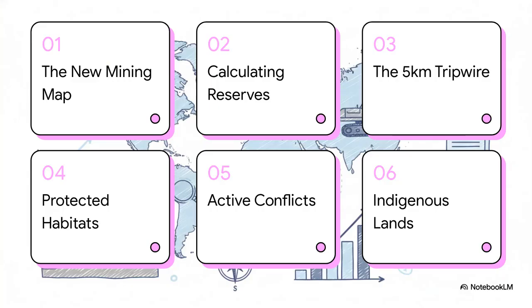Okay, let's dive into this. Here is our roadmap for today's Explainer. First, the new mining map. Then, calculating the reserves. Number 3 is the 5-kilometer tripwire. Then we'll hit Zone 1, protected habitats, Zone 2, active conflicts, and finally, Zone 3, indigenous lands.